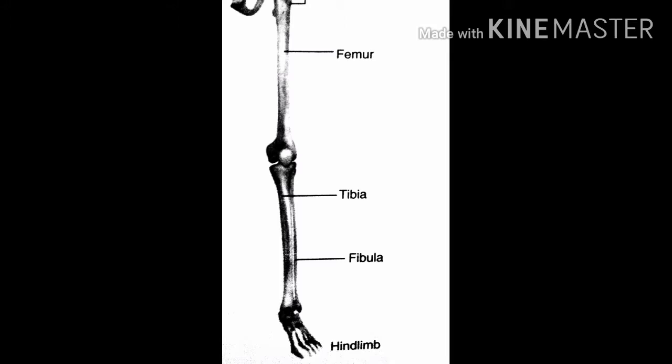The lower leg has two bones. One is the tibia and another one is the fibula. The foot is made up of ankle, sole and toes. It has 26 small bones joined together.